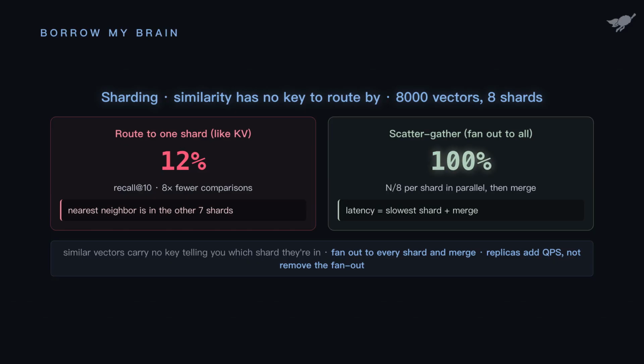Sharding does cut the work and the memory on each shard to 1/8, but the price is that every query has to disturb all the shards. Latency equals the slowest shard plus the merge. There's one more detail here. You have to scatter across shards at random. Don't split them by meaning.